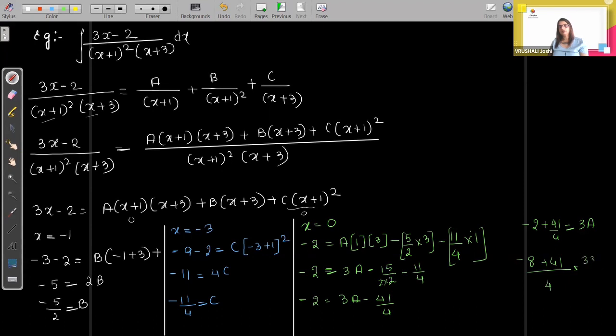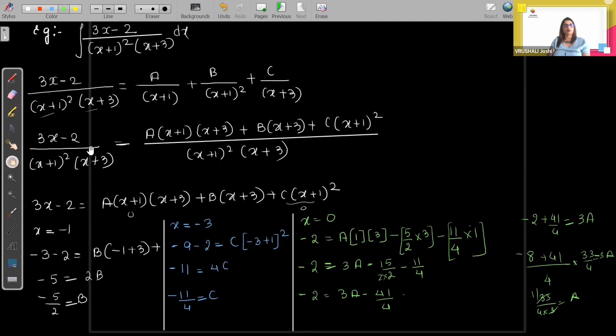33/4, correct. 33/4 is equal to 3a, correct. So 33/4 is equal to 3a. 33/4 into 3 is equal to a. So a will be 11/4, correct. So a will be 11/4 is equal to a. Getting it?